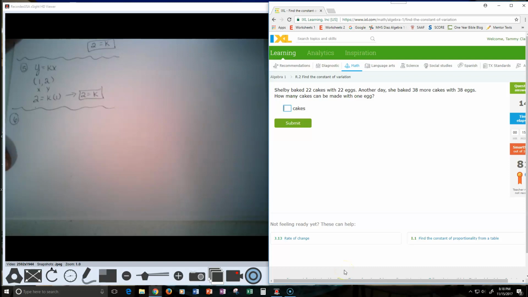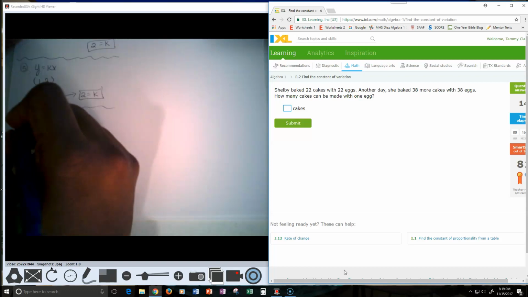All right, so on this example, it's gone from giving you a graph where you pick the ordered pair to a word problem. So it says, Shelby baked 22 cakes with 22 eggs. Another day she baked 38 more cakes with 38 eggs. How many cakes can be made with 1 egg? In other words, what is constant about her baking cakes? How many eggs is constant from each cake to each cake?